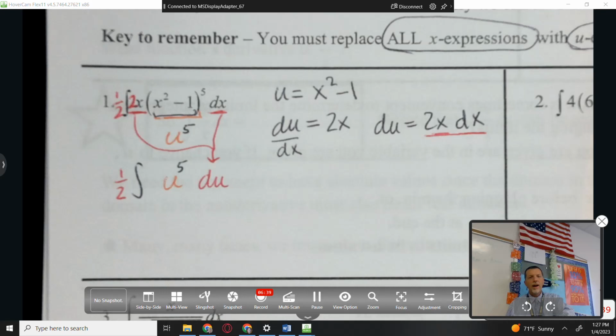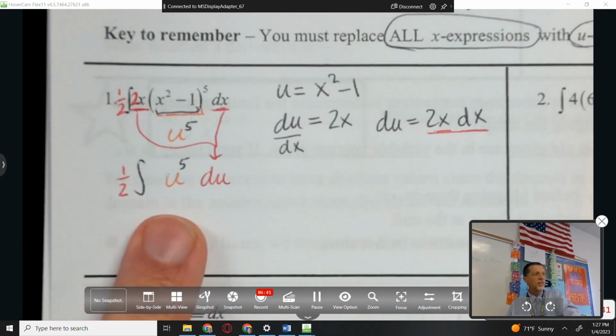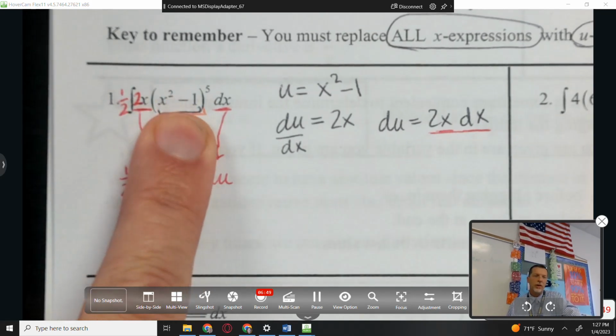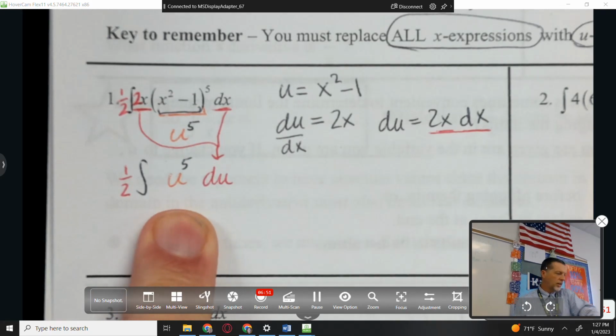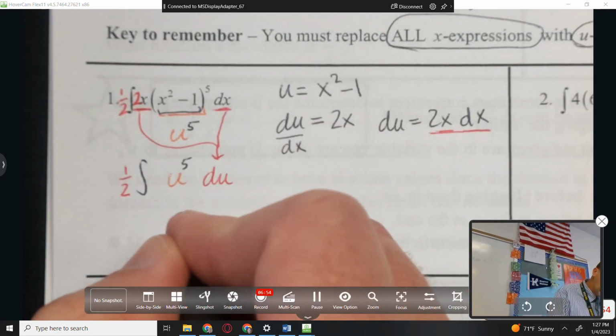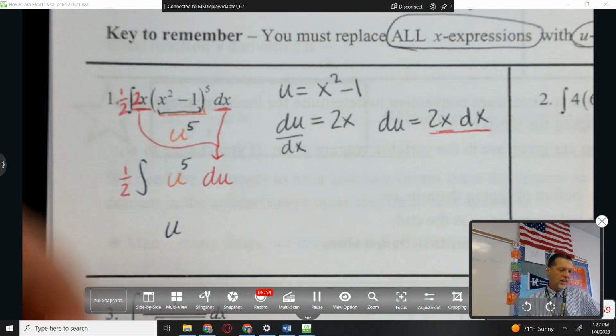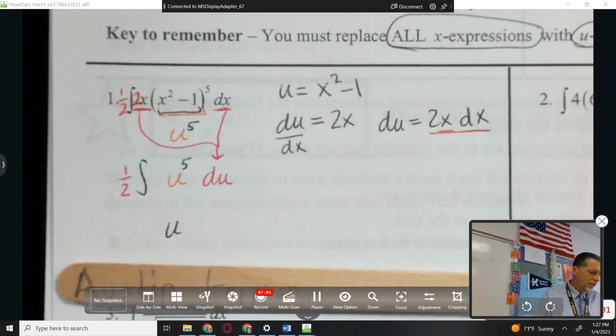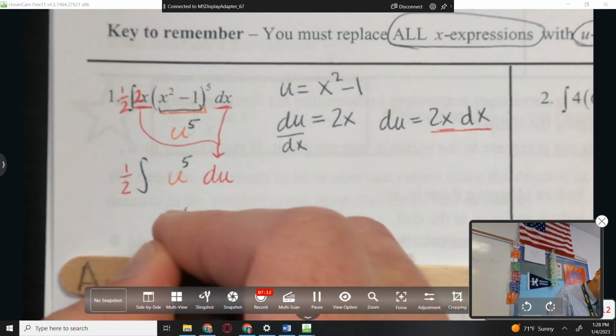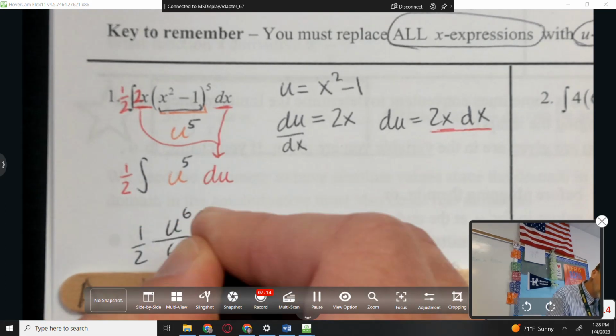Well, I hope you think this is very good news, because I can antiderivative u to the 5th. That's pretty easy, or should be easy. A whole lot easier than this original thing was. So let's take the antiderivative of u to the 5th. Austin, what's the antiderivative of u to the 5th? Yes. U to the 6 over 6, and then we still have that 1/2 out front.